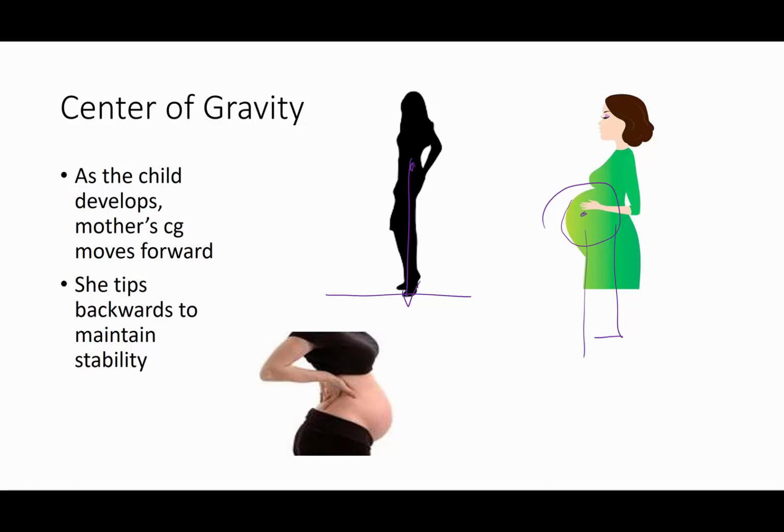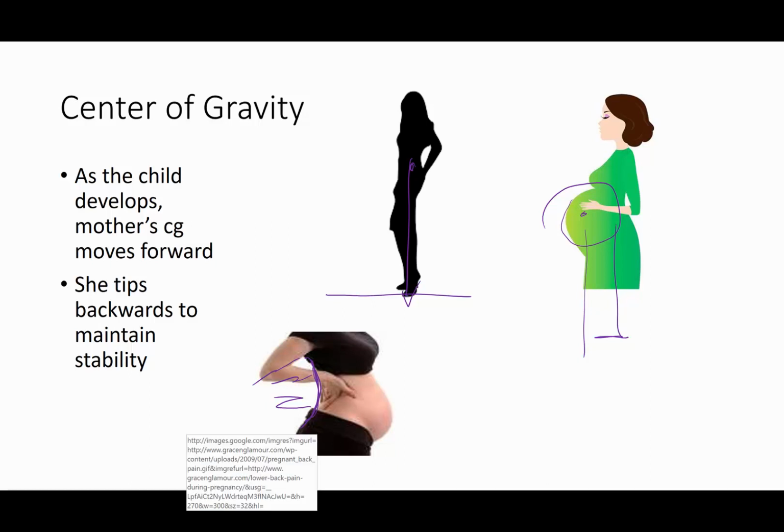So what do expectant moms do? They tip their backs back in an attempt to not fall over, keep their CG over their feet. And that is one of the reasons that the people you love that have had a child, or if you've had a child, it's one of the reasons your back gets so sore. You're constantly adjusting your center of gravity.